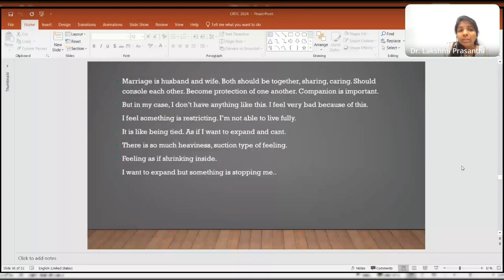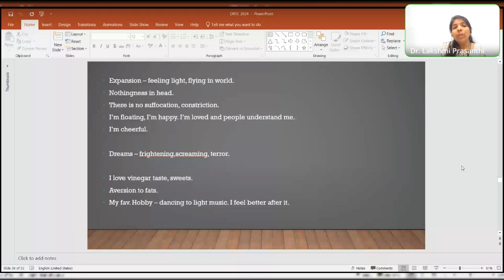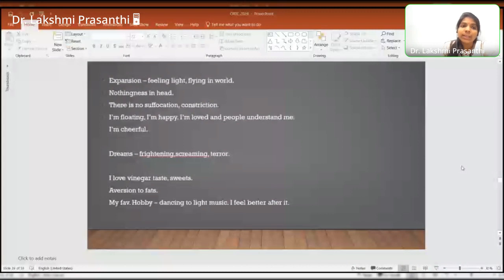Okay? Then I asked how it is on the opposite side. When you are trying to talk about sensation, if you put the patient in much struggle of that phase of being tight, compression and all, you'll reach nowhere. So when you ask how it is on the opposite side, then you go to the expansion. She said, I feel so light, as if I'm flying in the world. There is nothingness, no suffocation, no constriction. I'm very happy. I'm floating. I feel as if I'm loved. People are understanding me. I'm very much cheerful.